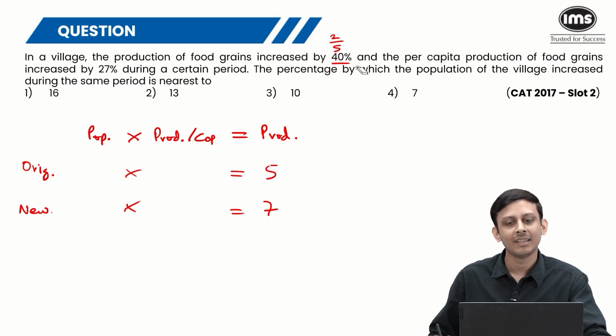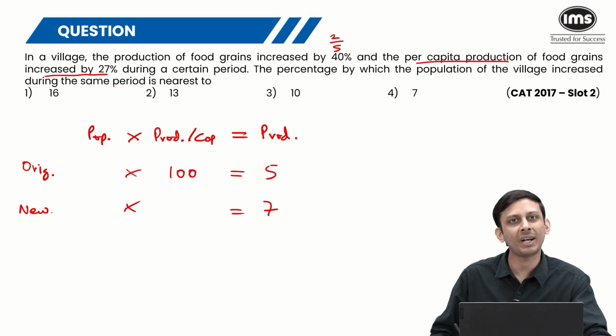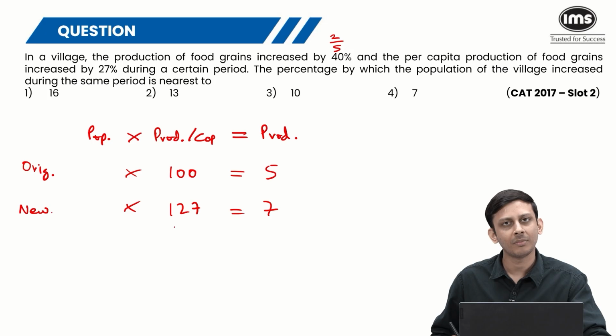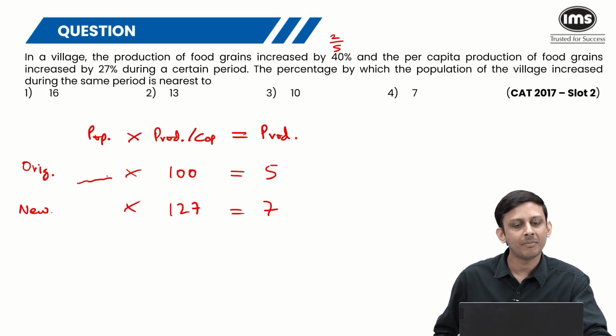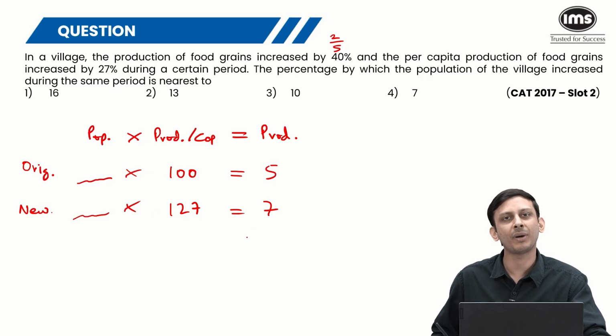And similarly, we have increase of 27% for per capita production. Now 27% is 27 by 100. Nothing simpler. So we have to assume the original to be 100 and the new one will be 27% more than that. So 127. So these are the most convenient values we can assume. And now the original population will be 5 by 100 and the new population will be 7 by 127.